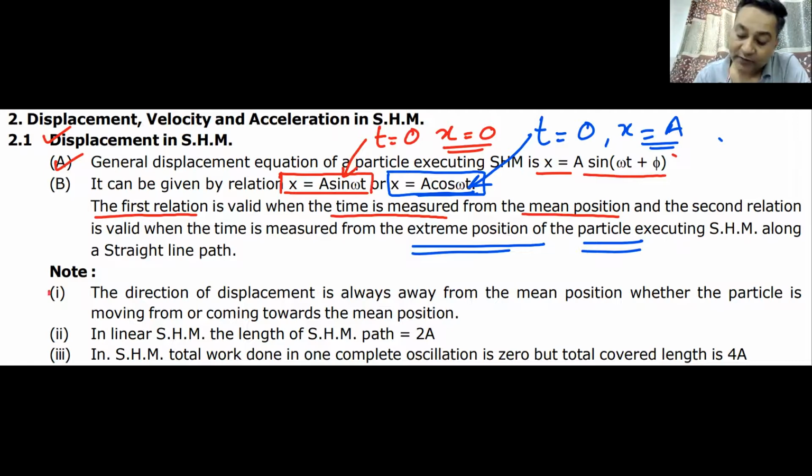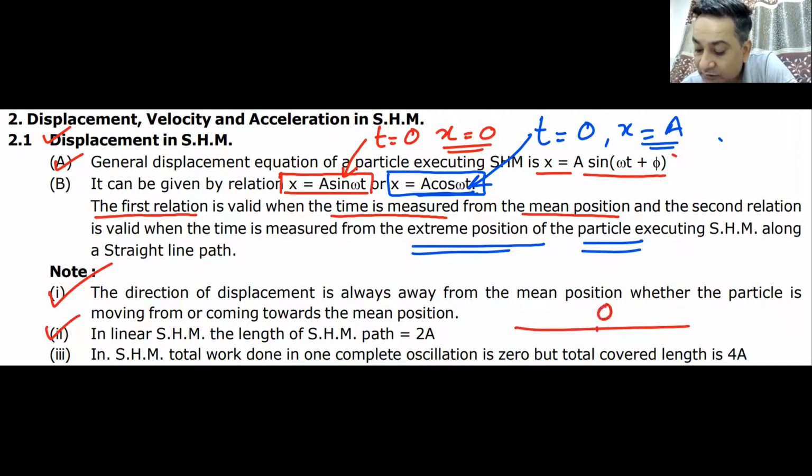The direction of displacement is always away from the mean position. When I say total length of path, this is your O, this is your extreme A, this is your extreme B. From O to A, it is A. From O to B, it is A. Total length of path becomes 2A.